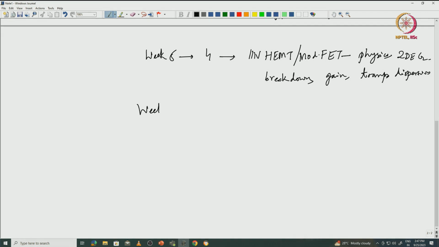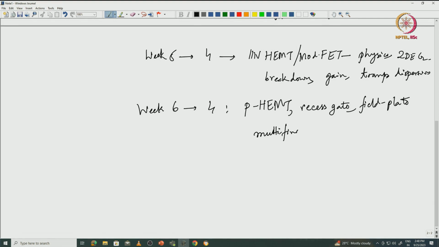Then week 6 we will again have 4 lectures. Here we will introduce something called pHEMT, or pseudomorphic HEMT, which is a very important RF device actually. We will also introduce advanced concepts in HEMT such as the recess gate. We will introduce the field plate, and also we will talk about multi-finger devices, because that is how you get higher power, multi-finger HEMTs. We will talk about things like the power cell for combining many of these multi-finger devices. Then we come to week 7.